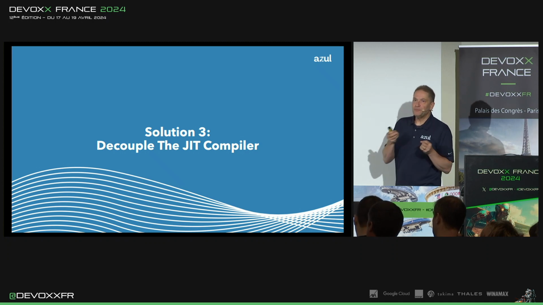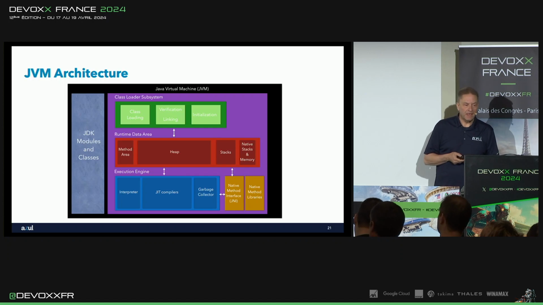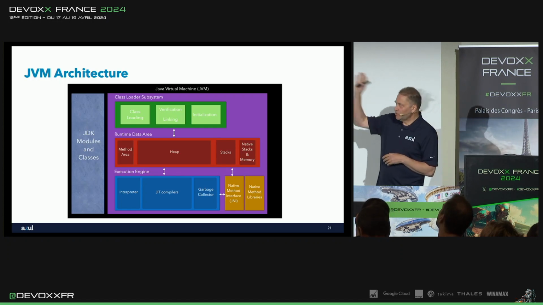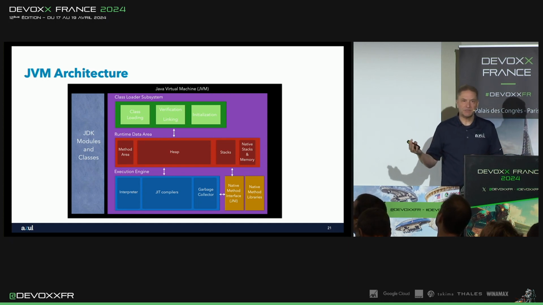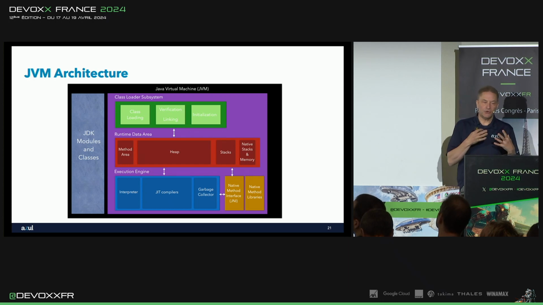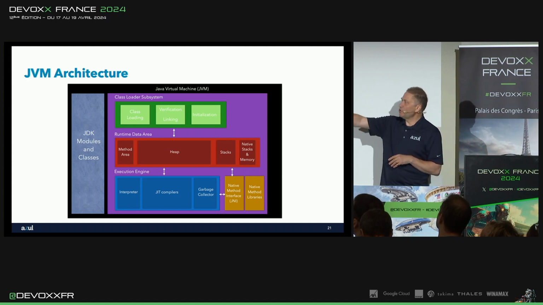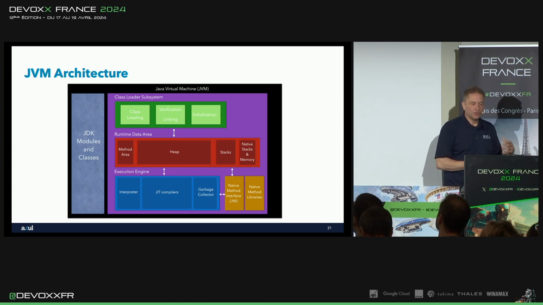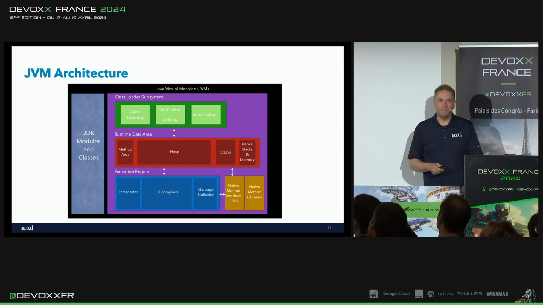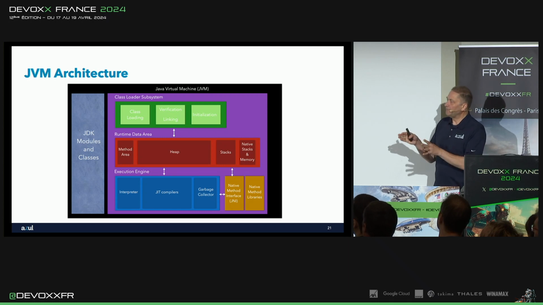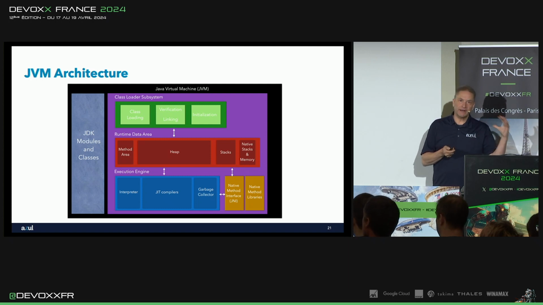Solution 3. What about if we decouple the JIT compiler from the JVM? If we look at the JVM architecture, we won't go through all the details of this. Essentially, at the top you've got your class loader subsystem, which does all the class loading. You've got your runtime data area in the middle, which is your heap and your stack and so on. And then at the bottom, you've got your actual execution engine, which consists of the bytecode interpreter, the JIT compiler, garbage collector, and so on. So we said, okay, what about if we took the JIT compiler and took it out of the JVM?